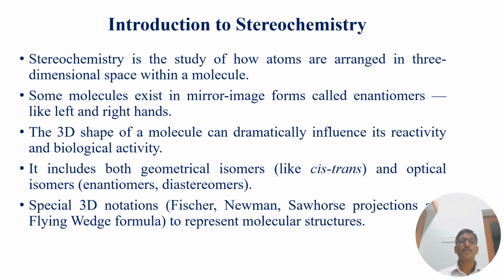Since chiral molecules are three-dimensional in nature, it's very difficult to depict them on board or paper in two dimensions. Therefore, certain projections are very helpful in order to overcome these issues, such as Fischer projection, Newman projection, Sawhorse projection, and also the flying wedge formula to represent these three-dimensional structures.